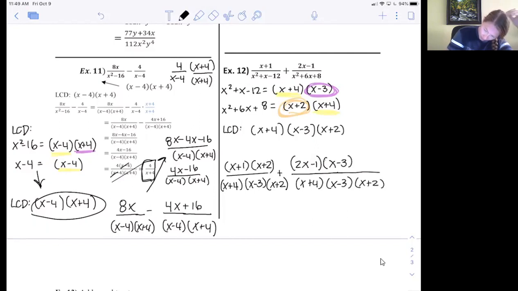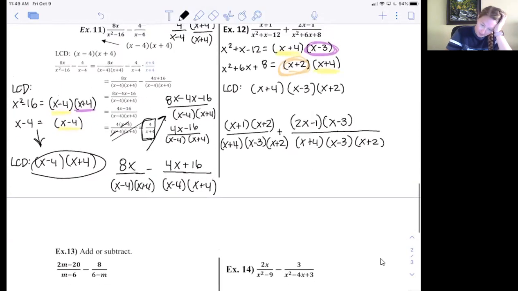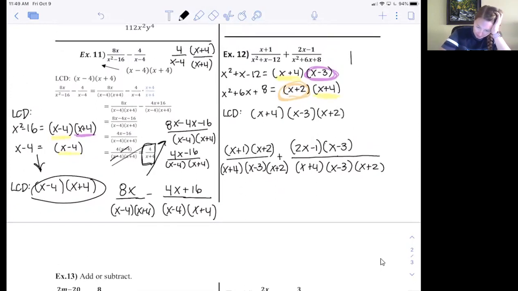Okay, so now we are just going to multiply this out. I'm going to do these boxes up here: x plus 1 and x plus 2. So I've got x squared, x, 2x, and 2. So over here, this is going to equal x squared plus 3x plus 2.